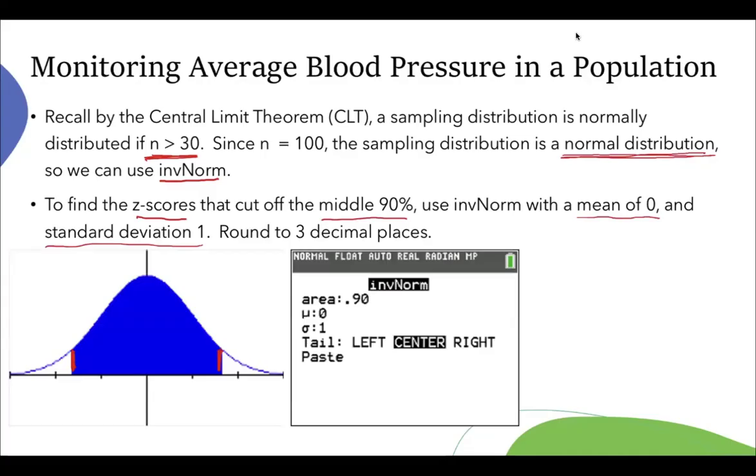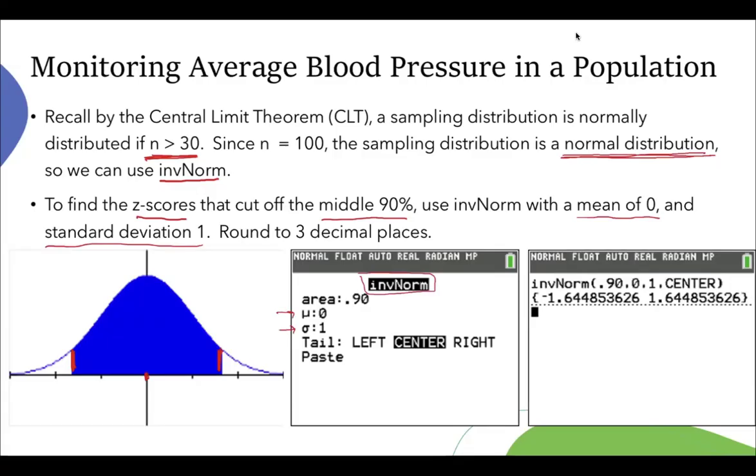So we go to inverse norm, and I'm not going to open my calculator right now, but to get to this function, you type second and then distribution, and this is number 3. The area you're going to enter is 0.90 for 90%. Use your mean and standard deviation as 0 and 1 for the mean and the standard deviation of z-scores. And for tail, you're going to press center and hit paste. And that's going to give you two z-scores. We're going to round these two numbers to 3 decimal places.